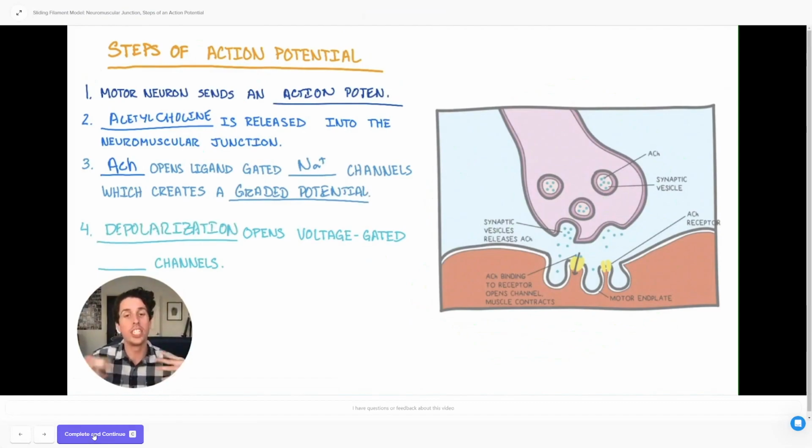All right, and that's going to open a voltage-gated channel, and this is going to be for sodium again. And it's kind of nice because both the ligand-gated and the voltage-gated channels are for sodium ions. And so that's one less thing you have to remember because they're the same ion. One is ligand-gated though, and the ligand for that channel is acetylcholine, and the voltage-gated channel is opened by the depolarization. So once it reaches a certain threshold, those channels will open up. And once those voltage-gated sodium channels open up, that action potential is going to be able to go along the surface of the muscle fiber, and then it's going to go down into some T tubules. So let's go ahead and talk about that process now.